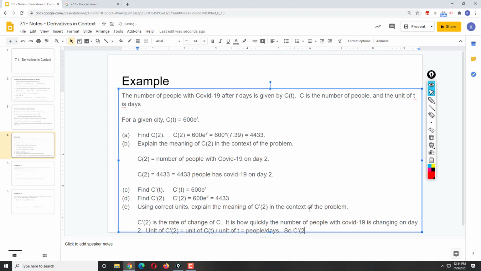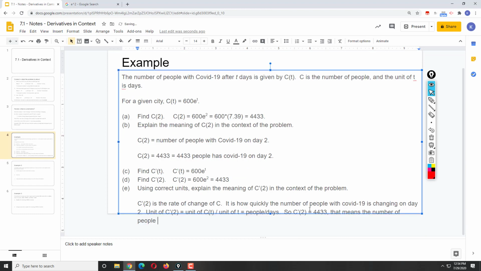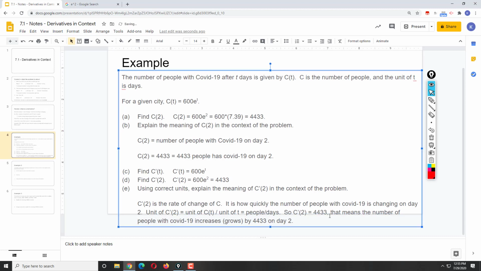So if C prime of 2 is 4433, that means that the number of people with COVID-19 increases, it grows by 4433 on day 2. That means 4,433 new people got COVID-19 on day 2. Okay.